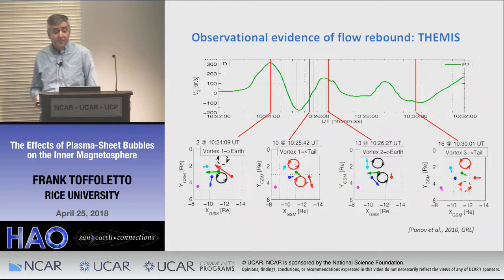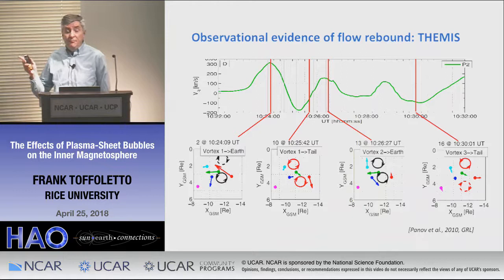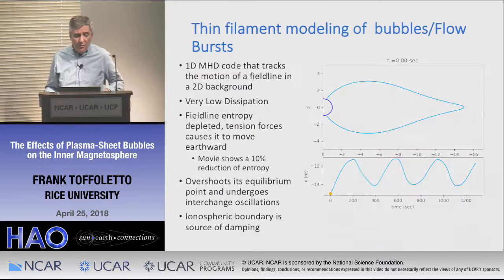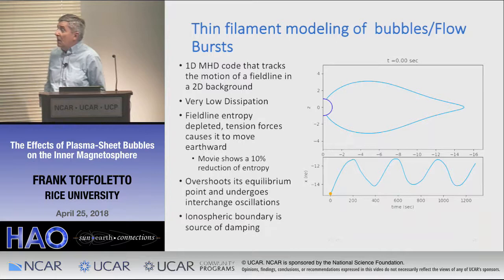And so one of the things that we've become interested in is whether we can try to explain some of these observations, especially these overshoot oscillations, using a traditional ring current type model. Some of the background work that we've done is actually trying to model how these bubbles work. Some of the very early work that we did back in the 90s, and more recently with a graduate student of mine, is to use a simple one-dimensional filament MHD code that works on a background magnetic field. It's called a filament model. And one of the features of this is because it has very low dissipation, you can track the motion of a flux tube very, very exactly.